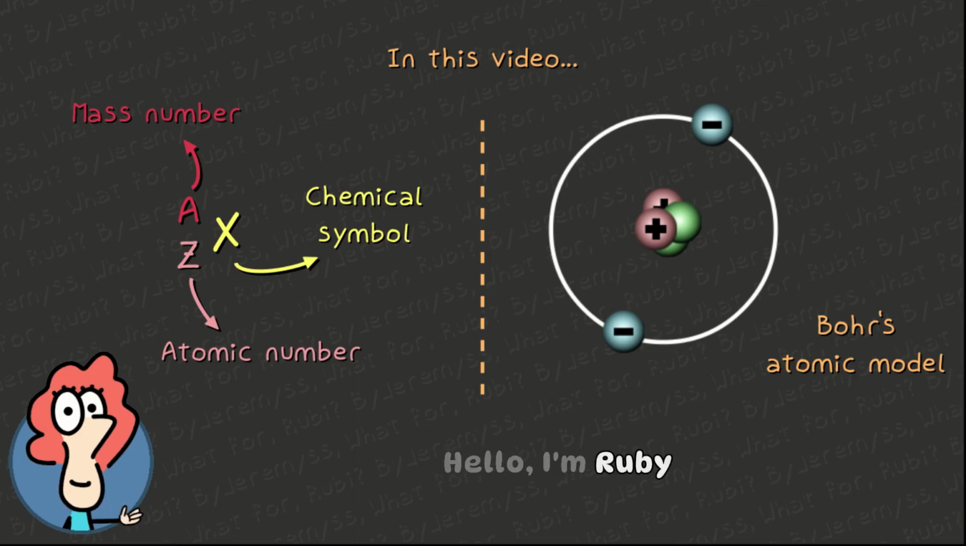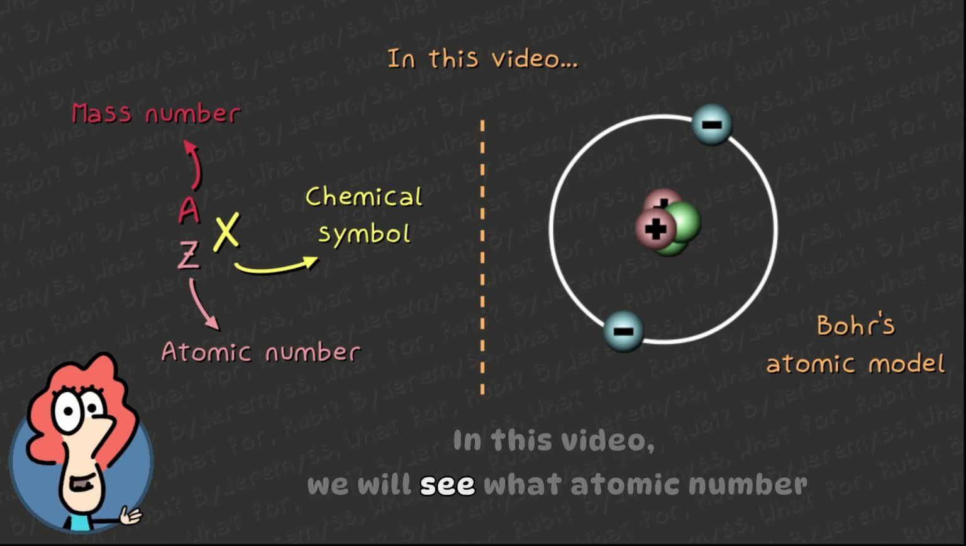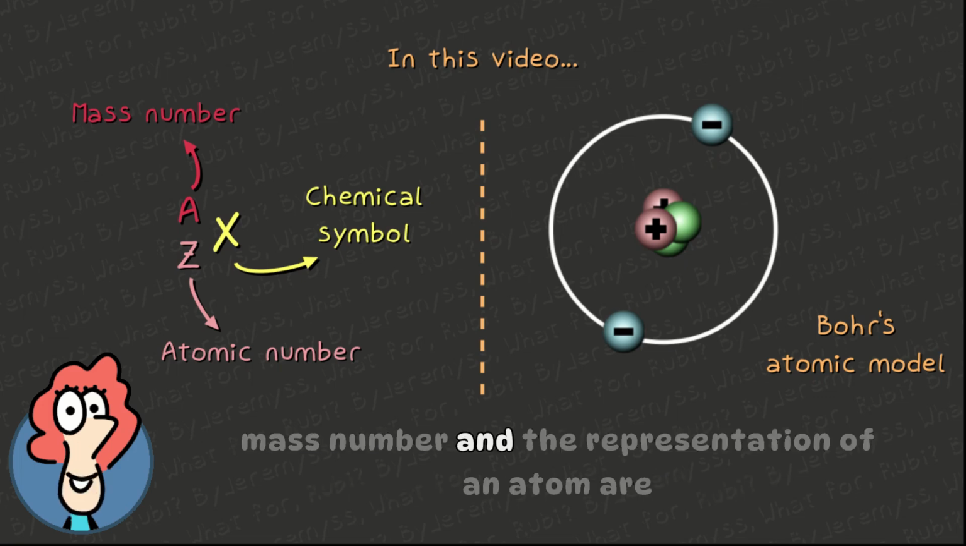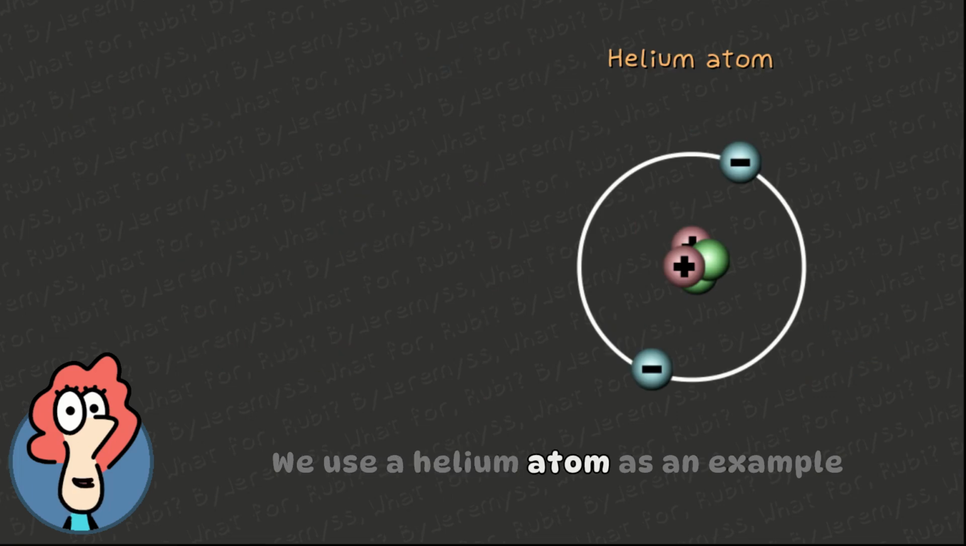Hello, I'm Ruby. In this video, we will see what atomic number, mass number, and the representation of an atom are. We use a helium atom as an example.